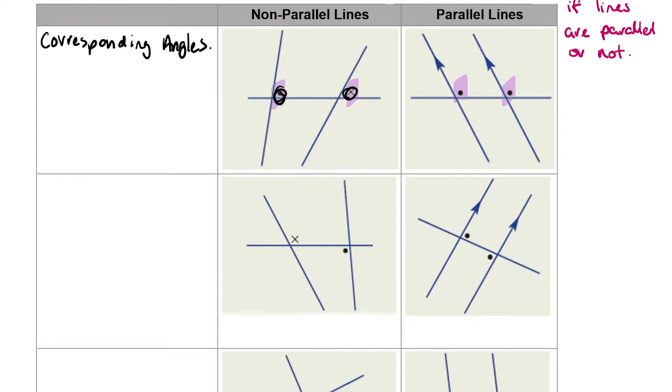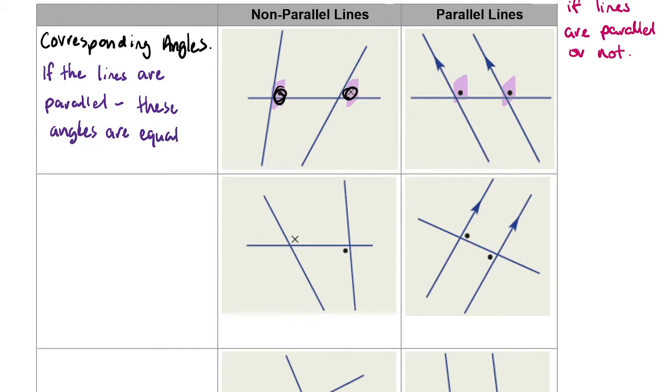Now, if the lines are parallel, these angles will be equal. And you can see that in the diagram it is signified by the two dots in the parallel line. That means those angles are the same. Whereas in the other one, we've got a dot and a cross, which means that they're not. They're represented differently, so they're different angles.